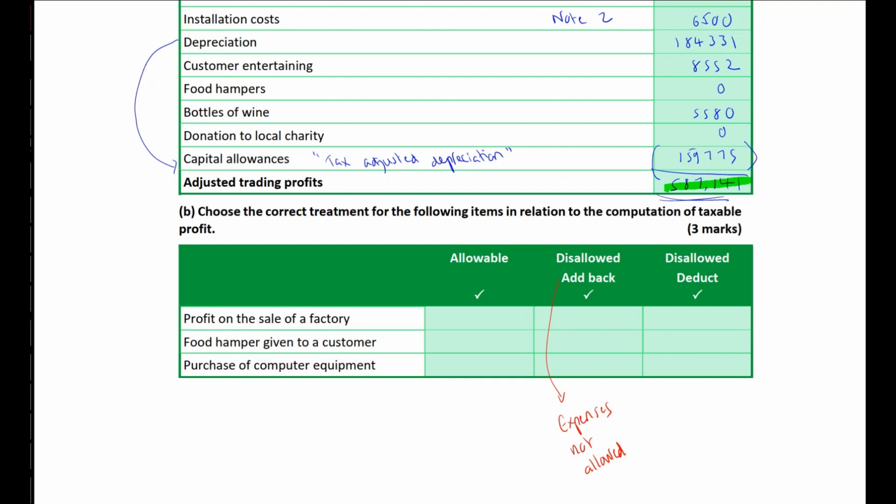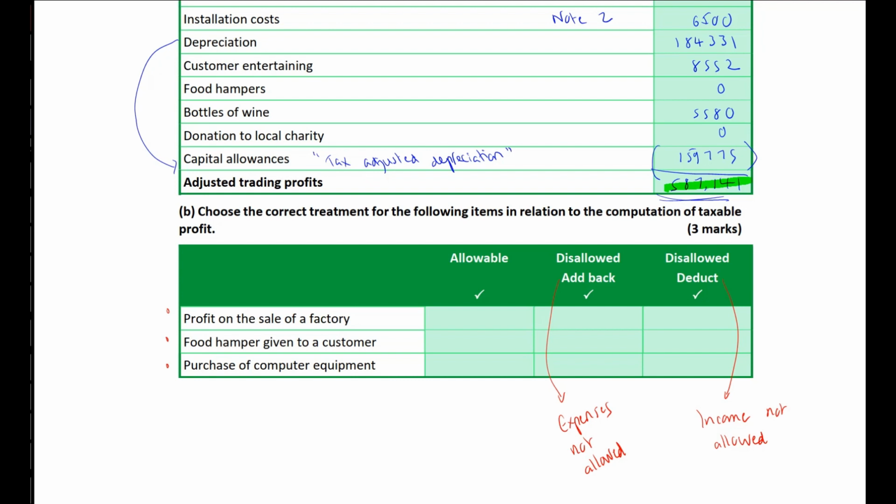Things might be disallowed but then deducted. So I've just got to think about what they would be. That would be income that is not allowed. So I'm saying it shouldn't be in there, but because it's income and I'm trying to strip it out of a profit figure, I'm going to deduct it. So before I get myself in a muddle by reading through the options in a question like this, I would clarify that in my own mind. So allowable means don't need to change it, perfectly valid. Disallowed and add it back, it must be an expense. Disallow it and deduct it, it must be an income. So let's look.